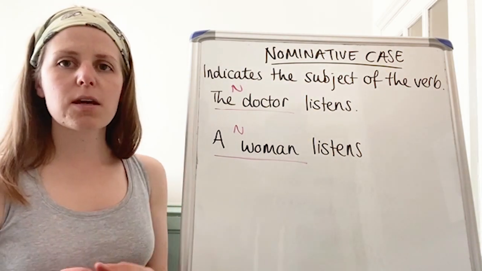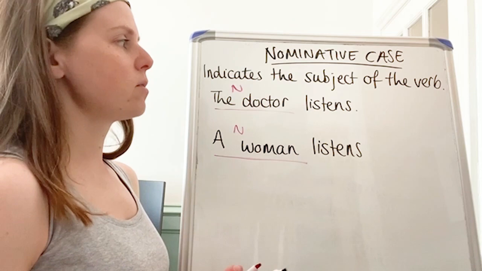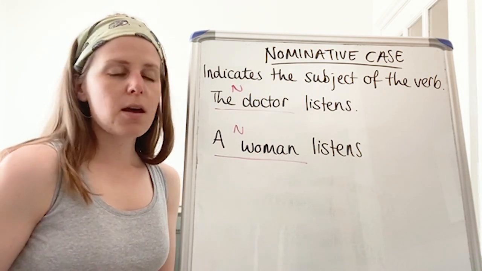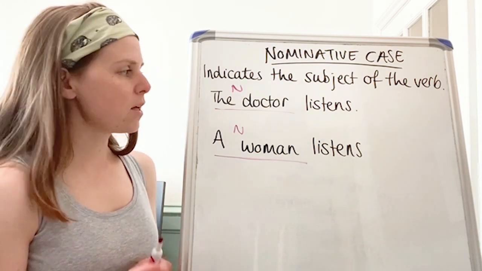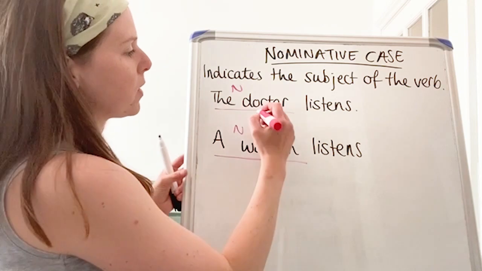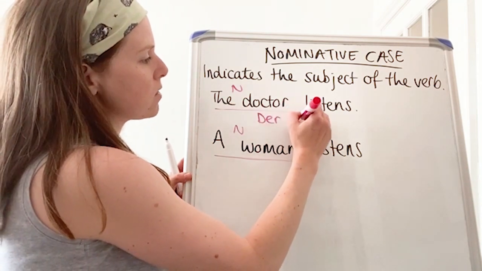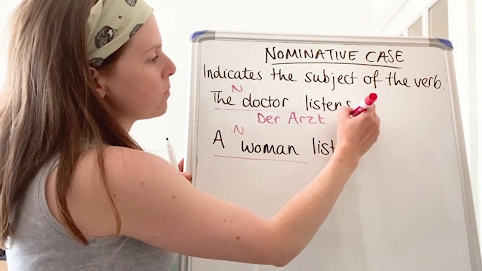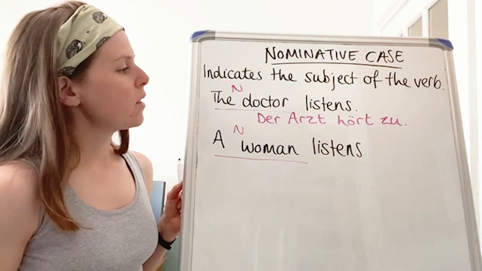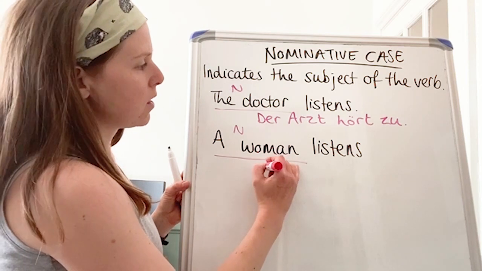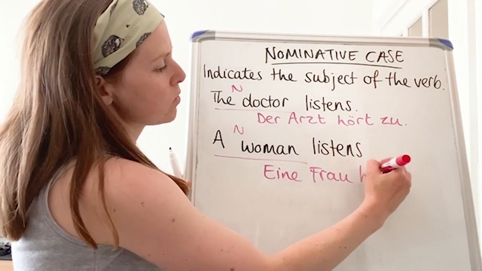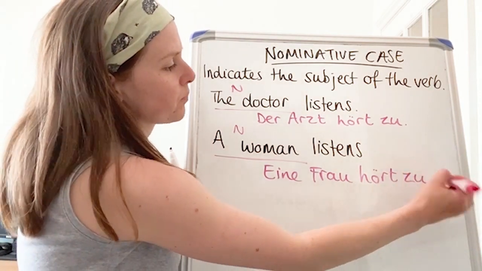So let's have a think about what these would look like in German. So if you like, you can pause the video and translate them yourself. I'm going to do them for you here. So the doctor listens, I'll use my pink pen, so we have der Arzt hört. Okay, a woman listens, eine Frau hört zu.